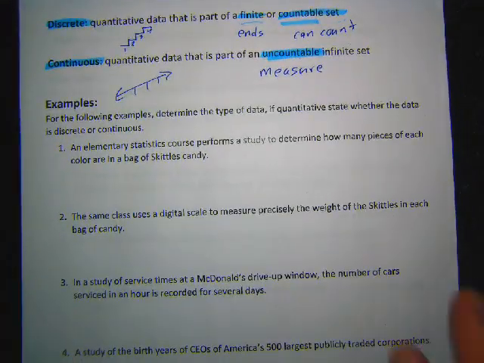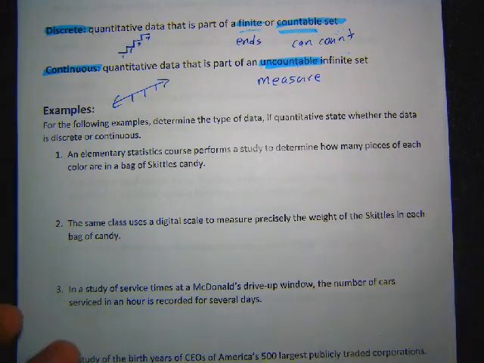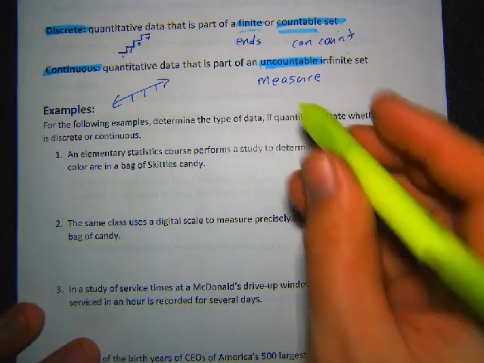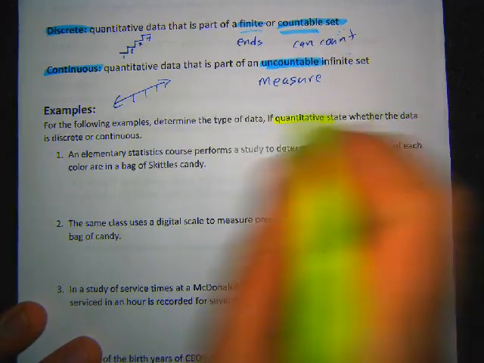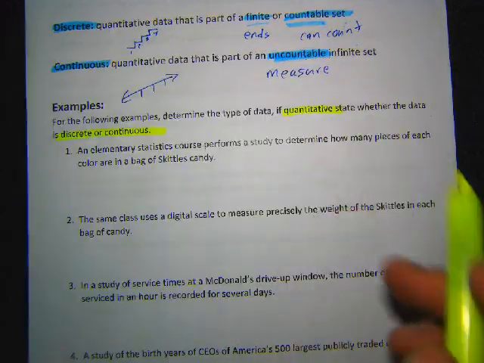Okay, so let's identify some data. First, we have to figure out if it's qualitative or quantitative. So we're going to know, is it qualitative or quantitative first. If it's qualitative, then we're done. We'll just have a label. If it's quantitative, we have to say whether it's discrete or continuous. So we'll determine that after we figure out if it's quantitative.